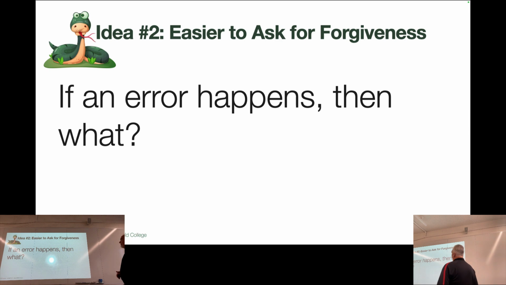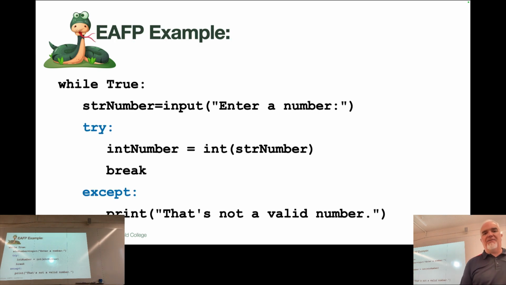The other method is based on the saying, it's easier to ask for forgiveness than permission. Basically, the idea is: if we get an error, what do we do? There's a specific set of keywords that allow us to handle an error after it happens. And here is that same code, but now it is using what's called easier to ask for forgiveness.